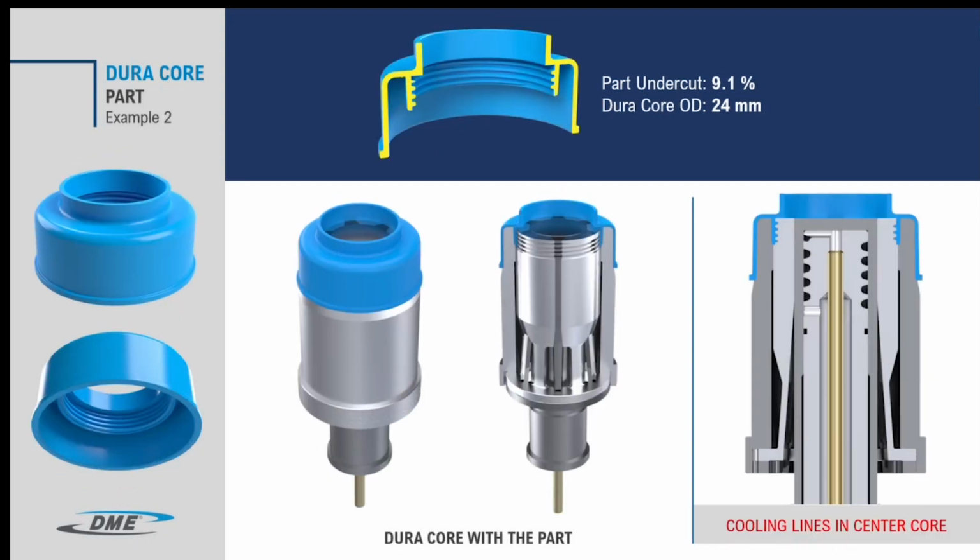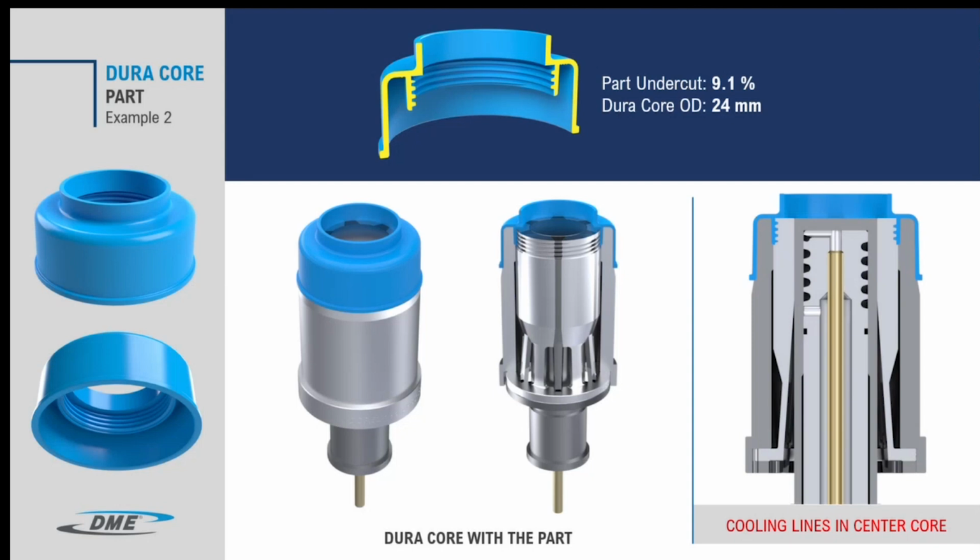We can come to next slide. Now in this slide, you can see the DuraCore application, the undercut percentage, again it is 9.1%. So it is within the feasible range. The main advantage here is the cooling efficiency. You can see on the right side at the bottom, the cooling lines are inside of the center core. So heat is removed quickly and directly.